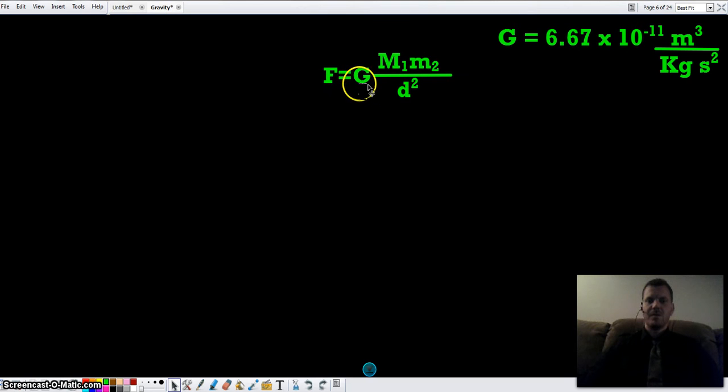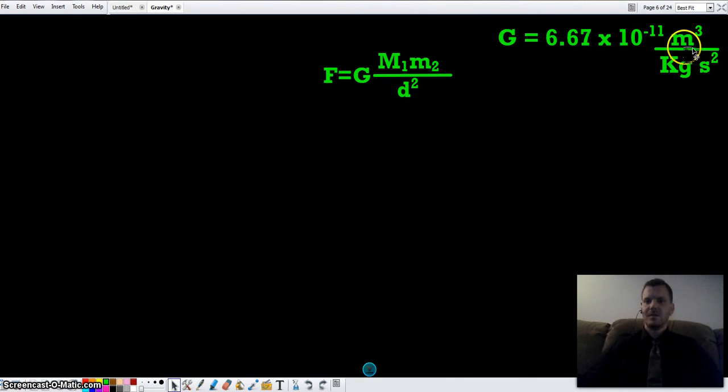It is equal to big G, which is the universal gravitational constant. It is this value with these units. This is not meters, this is meters cubed per kilogram seconds squared. You're not plugging in values here. These are units, just like 65 miles per hour. This is like miles per hour.